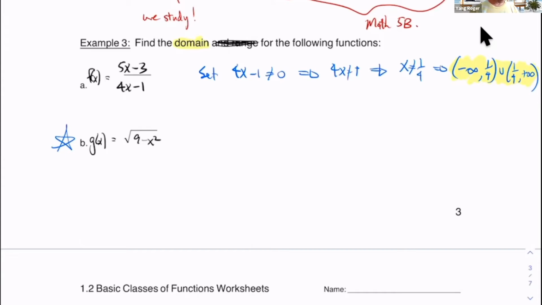So what's the deal with this guy? Well, the deal with this guy is the index of this radical is even. It's actually, the index is 2. When they don't put any index there, the index is 2. And so what we really need to do is we really need to set 9 minus x squared to be greater than or equal to 0. And we need to solve this inequality.